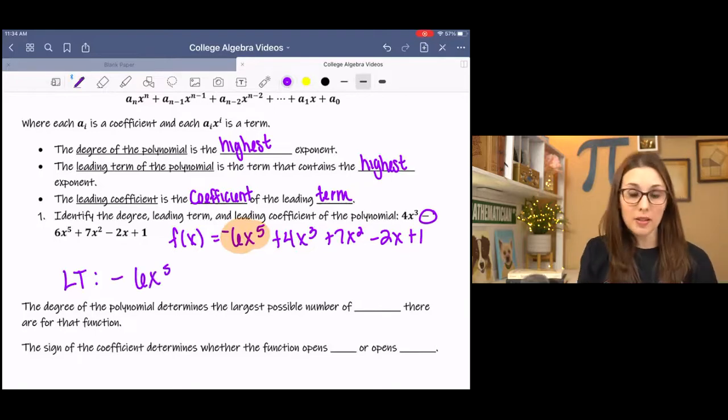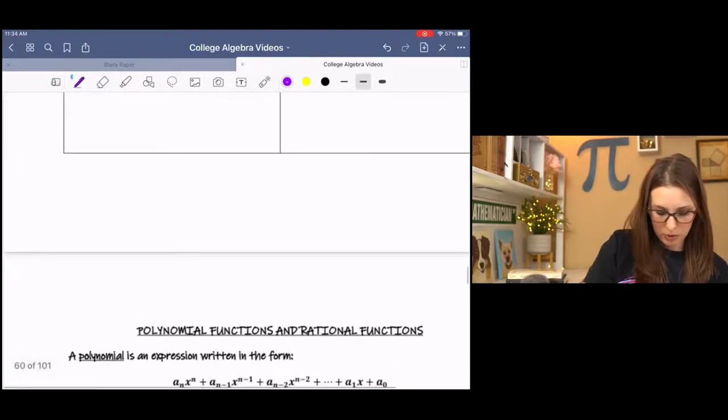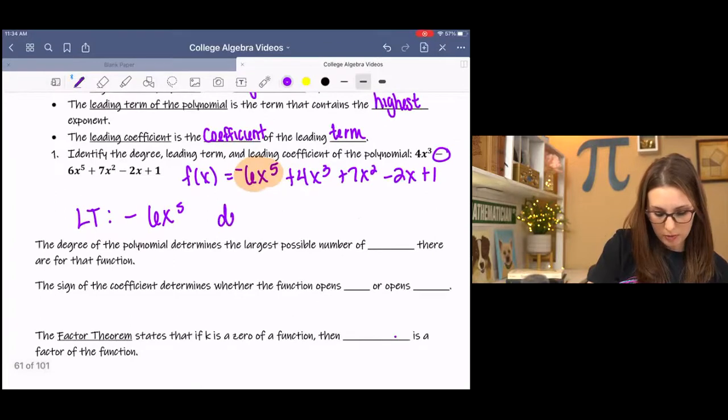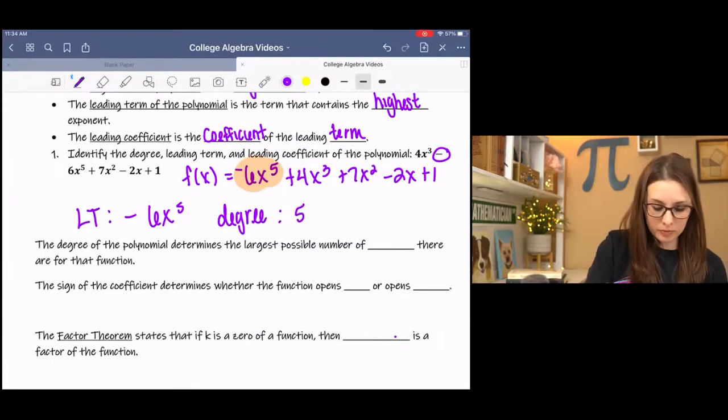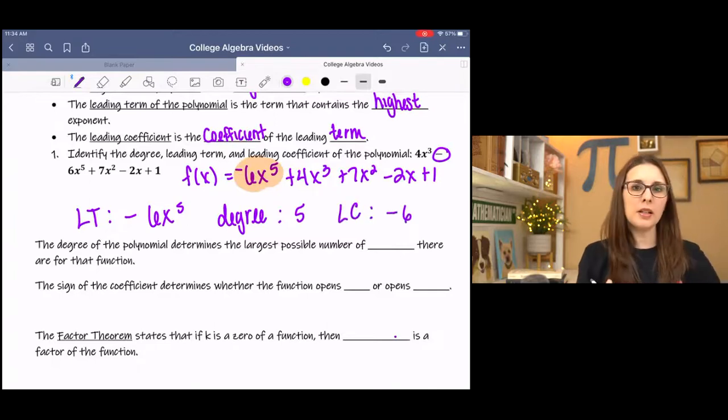And what it tells us is the degree, which is the exponent on it, and the leading coefficient is going to give us not only information about the end behavior of our graph, but also will help us as we write polynomials in factored form.